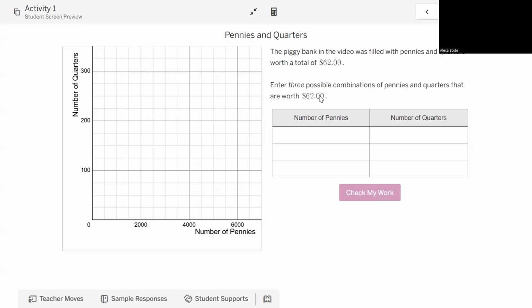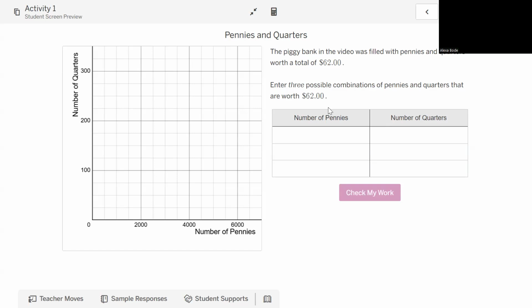Something that is important to think about is how much each penny and each quarter is worth. So our number of pennies and number of quarters are not going to add up to 62 coins because pennies are worth a lot less than a dollar and quarters are worth a lot less than a dollar.